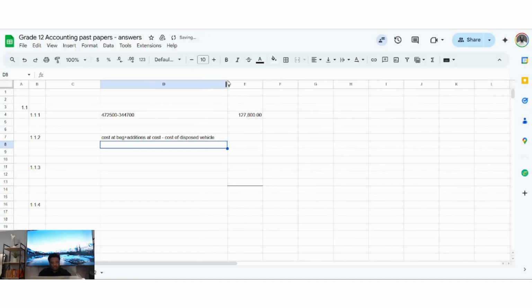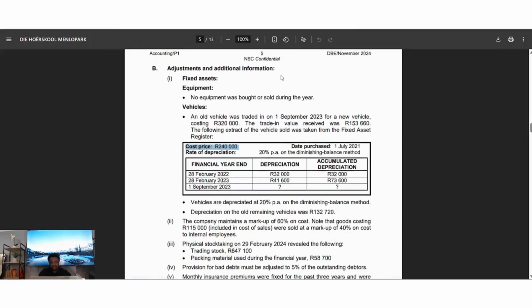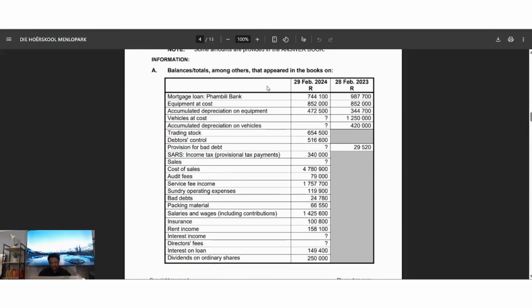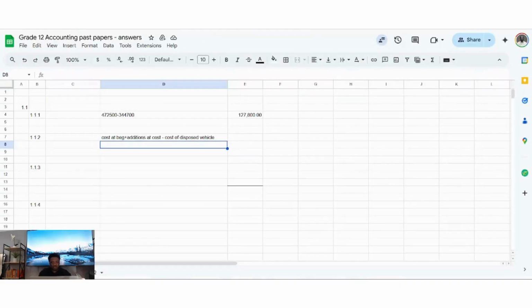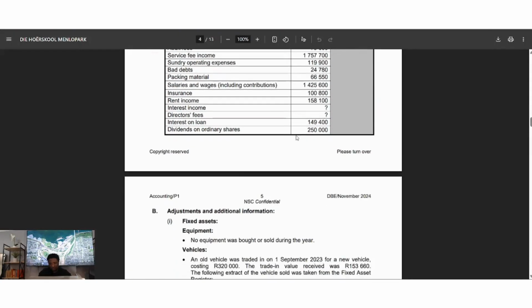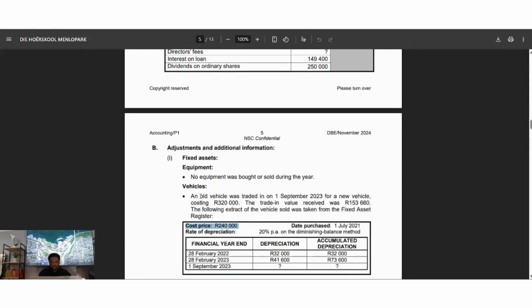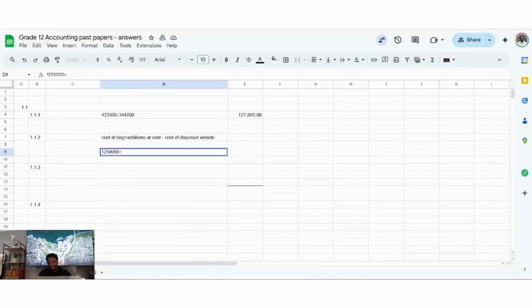So let's see if we can replace these amounts. In terms of the cost at the beginning, I think that was already given in the list of balances here, because we have vehicles at cost showing at 1,250,000. So that's going to be 1,250,000. And then additions, so which vehicles were brought into the business during the year and what is their cost. Obviously we traded in an old vehicle for a new vehicle that has a cost of 320,000. So additions at cost, we would have 320,000.